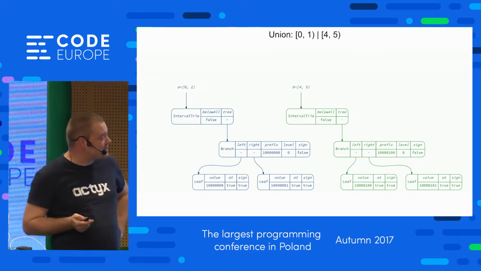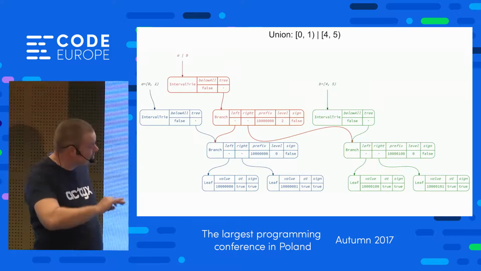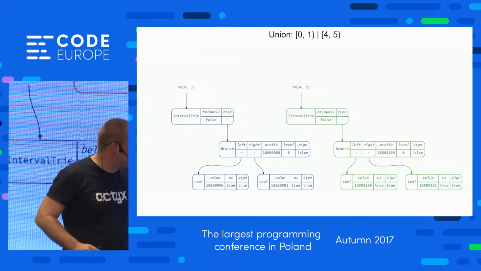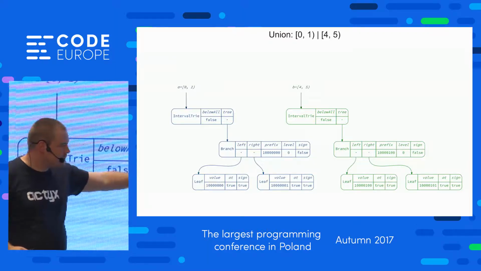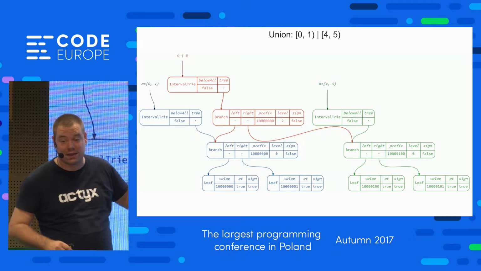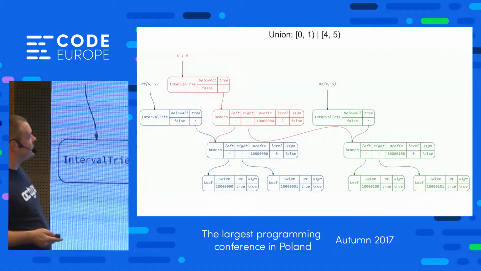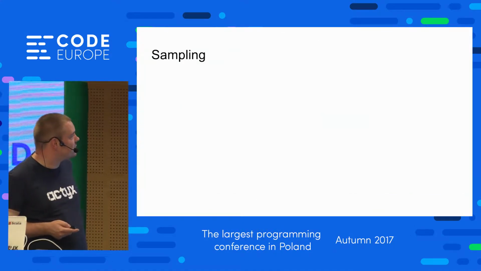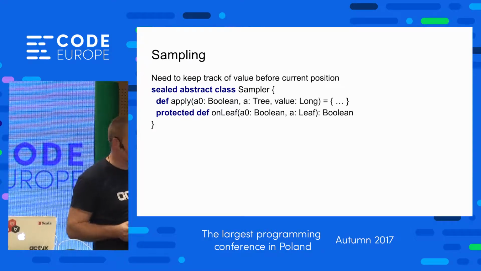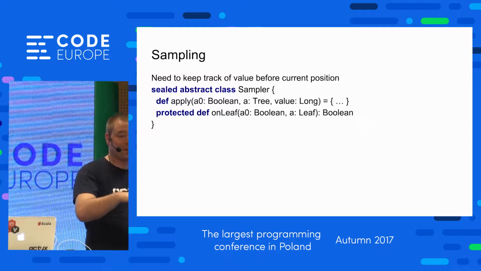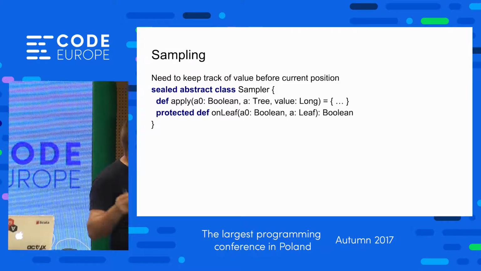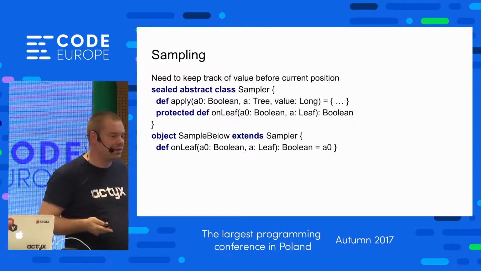So this is the OR operation. It's the same thing basically, except here in this case it's not quite as good. We have to create an additional branch node. But as you can see, we are still reusing quite a bit of the original values. So that is basically the operations. Sampling is just going into the tree and figuring out whether a value is true or false at that position. And to do that, we just have to keep track of the value before.